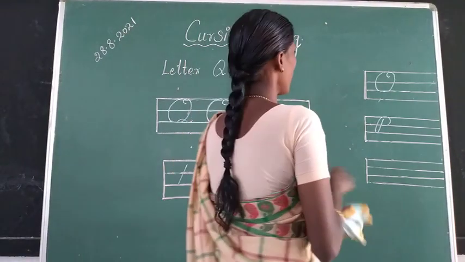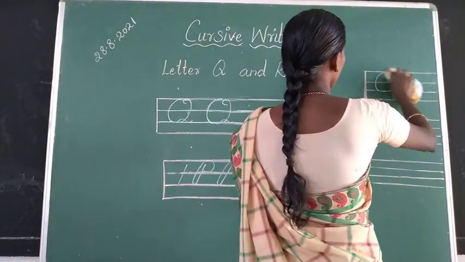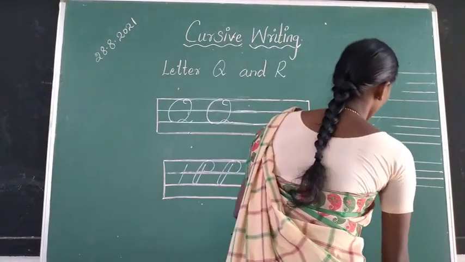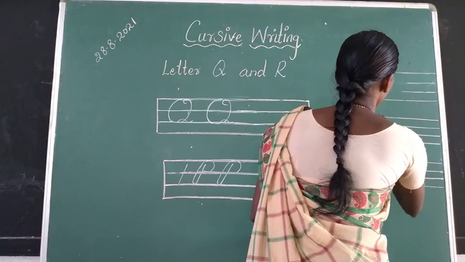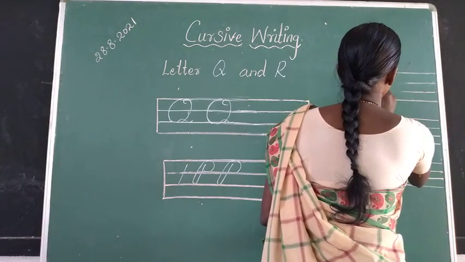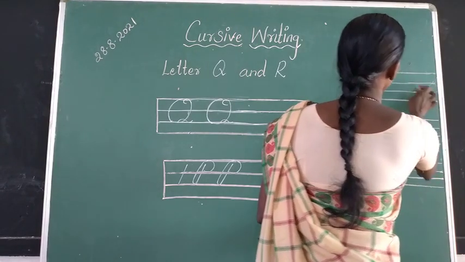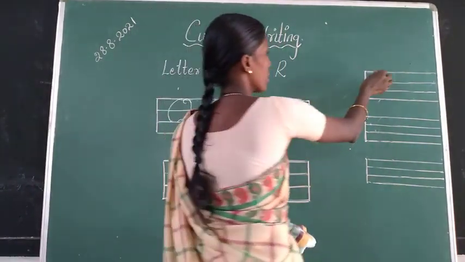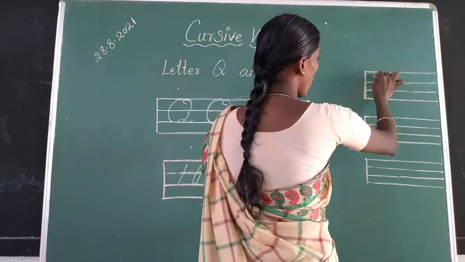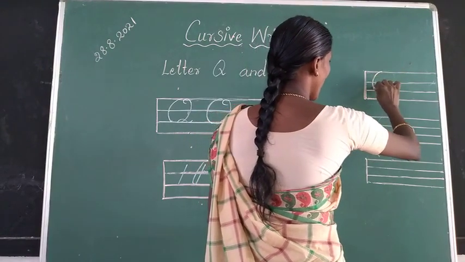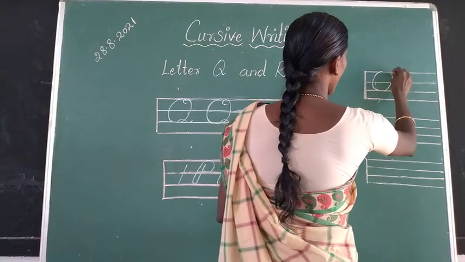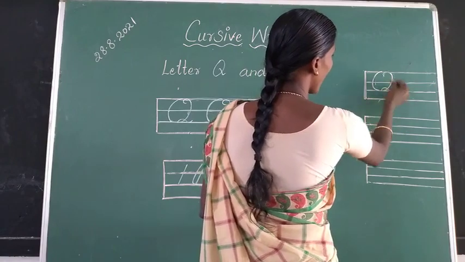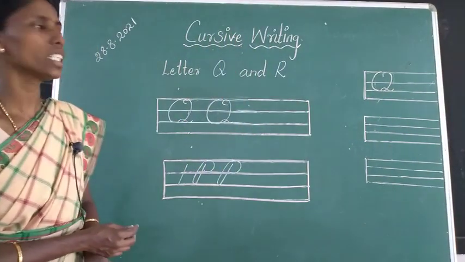You practice that. First of all, put the pencil point on the top line. Then come down with a left curve. Then go up with a right curve. Then turn it inside and make a curve on the third line. This is capital letter Q.